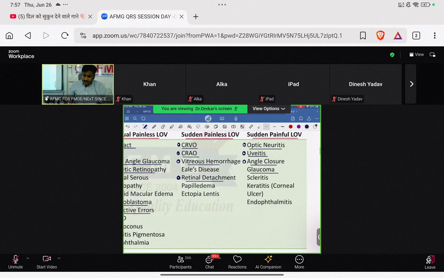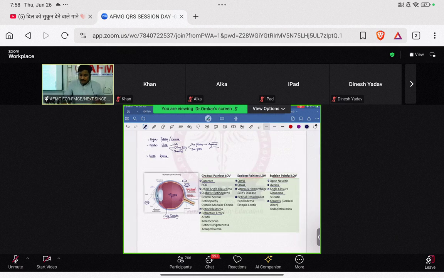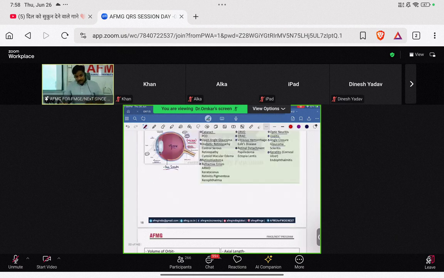Next important is scleritis, obviously again inflammation, keratitis, that is corneal ulcer beta, and a complication of cataract surgery called endophthalmitis, that is inflammation of the inner layers of eyeball. That is the complication of cataract surgery. ठीक है, तो जितने at least highlighted is important ones.